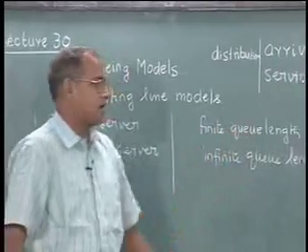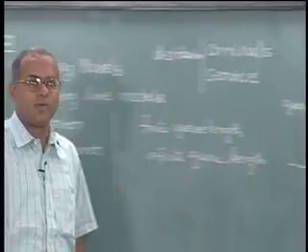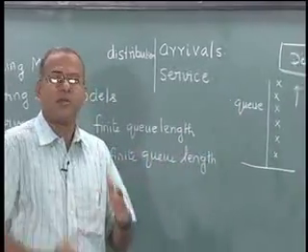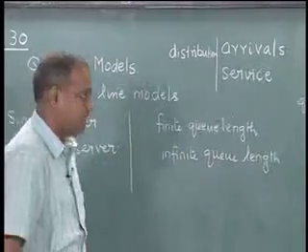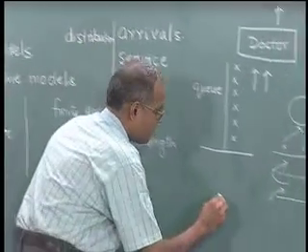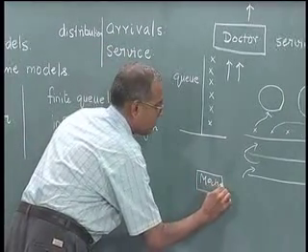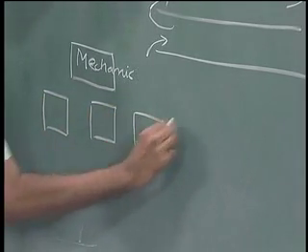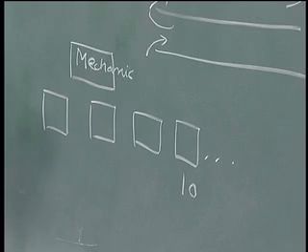In finite queue length models, we try to restrict the queue length to a certain limit, after which we say that if this threshold limit is reached, people who come into the system do not join the system. A good example of a finite queue length model is a garage. Let us say there is a garage with a single server or a single mechanic. So, there is a mechanic here, and let us say this garage has space to park say 10 cars.